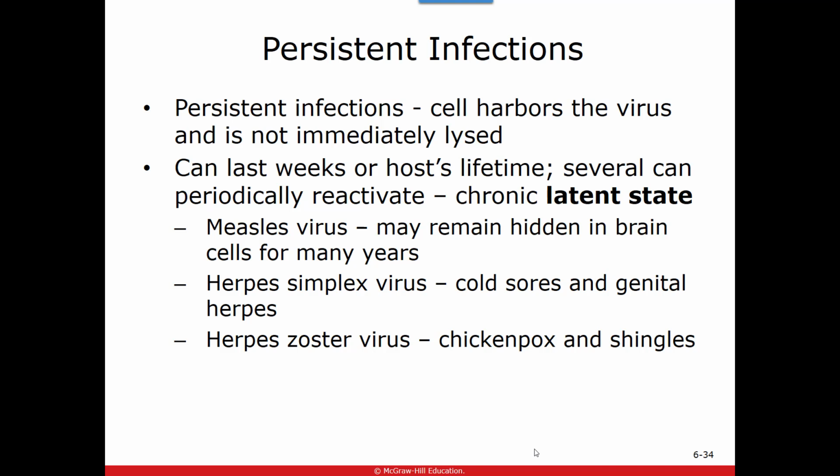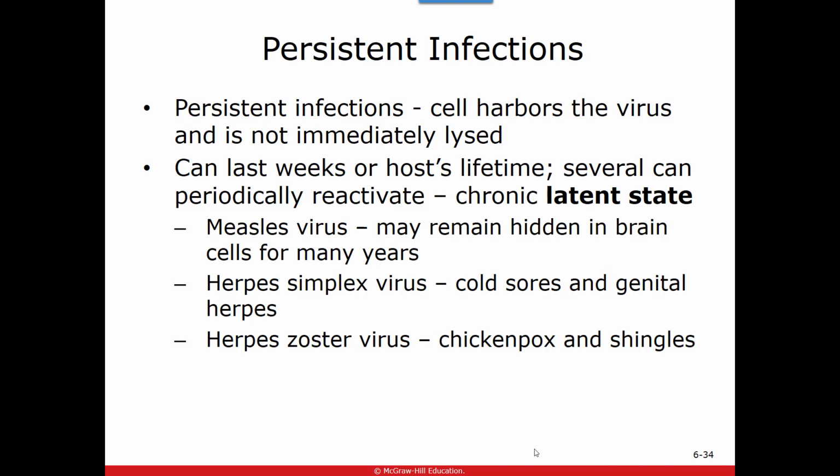The cell is going to harbor the virus. So the virus is inside the cell, but the cell's not going to die right away. It could be slowly producing viruses, or the virus itself can actually just remain dormant inside of our cells. Now, this dormancy can last for weeks or even a host's lifetime. And a lot of times these viruses can become reactivated for lots of different reasons.